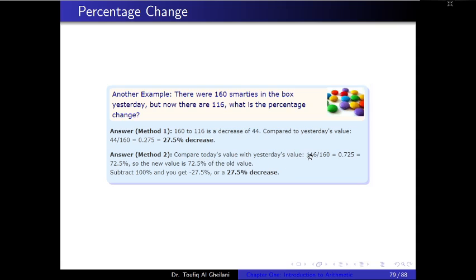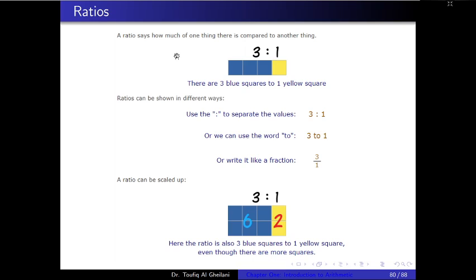Method 2: compare today's value with yesterday's value. The new value is 116 over 160, which gives us 0.725. We multiply by 100, which gives us 72.5%. So this is the new value as a percentage of the old value. Now subtract 100% and you get minus 27.5%, so a 27.5% decrease.